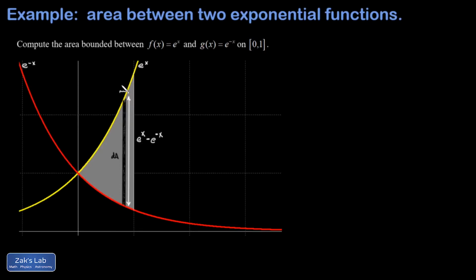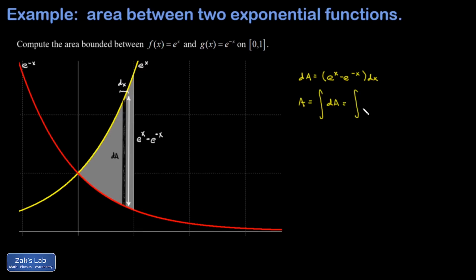Then the width of our little rectangle, we just call that dx. It's a little differential contribution in the x direction. So the area of a rectangle is simple, and we can write down that dA is just given by the height times the width, e to the x minus e to the negative x times dx. And then to find the total area, well, integration is really just a summation device. I sum all the area contributions, all the dAs.